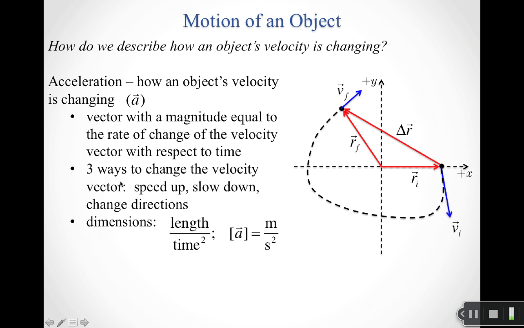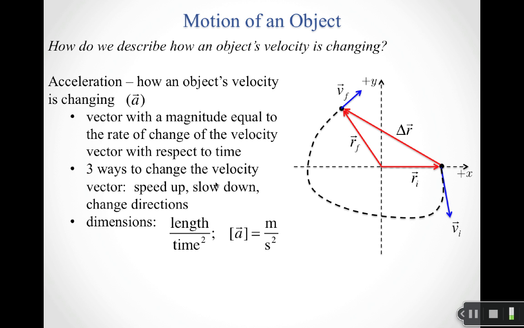Notice that there are three ways that you can change a velocity vector. You can speed up, magnitude gets longer. You can slow down, magnitude gets smaller. Or you can change directions. So what the acceleration will tell you about is any of these things. And so if your object is speeding up, then it's accelerating. If it's slowing down, then it's accelerating. If it's changing directions, then it's accelerating. So you need an acceleration for any of these three things to occur.